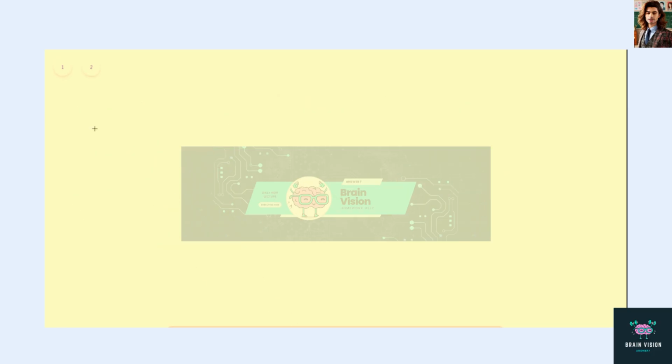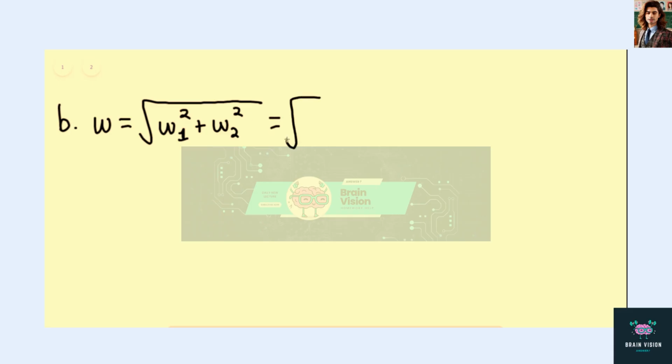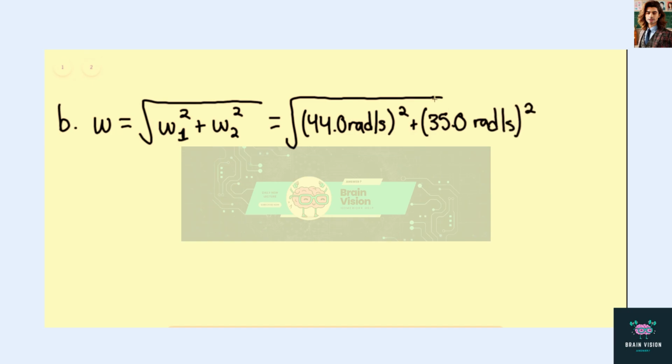For part B, they want us to find the magnitude of the angular velocity. This would be the square root of omega sub 1 squared plus omega sub 2 squared. This is simply due to Pythagorean's theorem. And this would be the square root of 44.0 radians per second quantity squared plus 35.0 radians per second quantity squared. And we find that the magnitude of the angular velocity would be 56.2 radians per second.